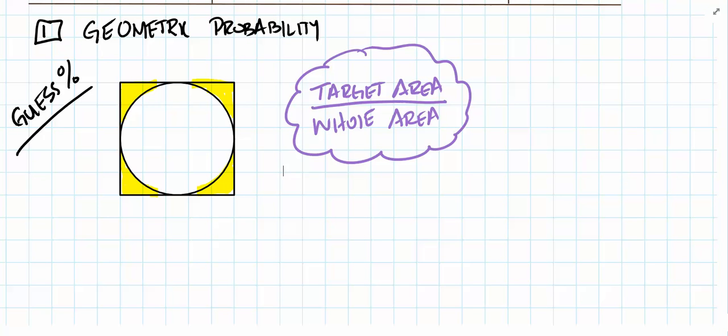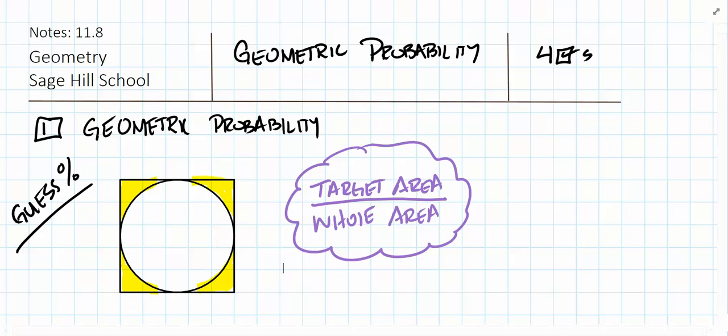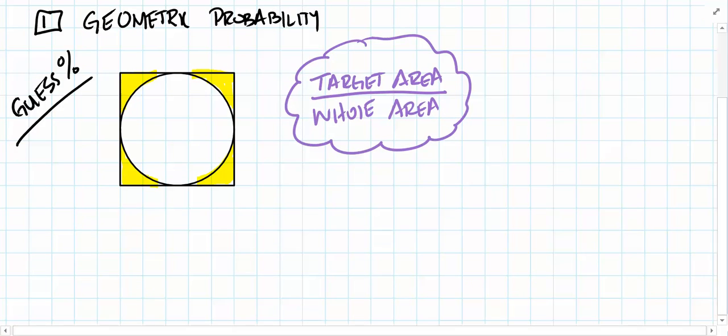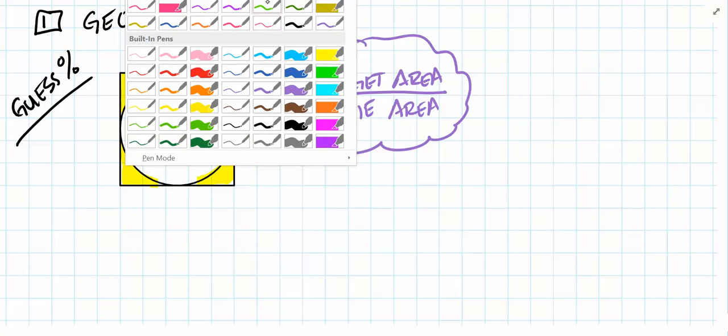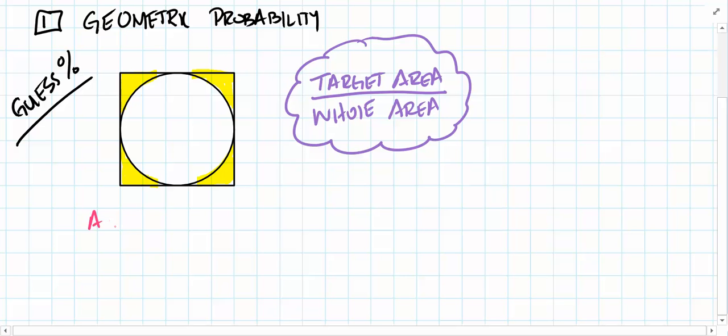Alright, so to calculate geometric probability, we're going to use this same formula throughout the entire lesson: the target area over the whole area. So we need two things. What's one of the things that we're going to need to figure this out? The area of the square.